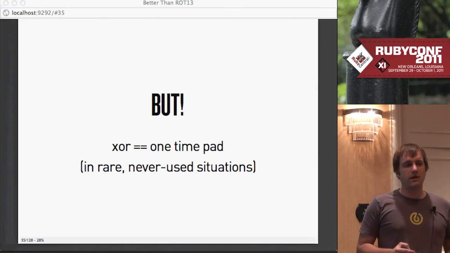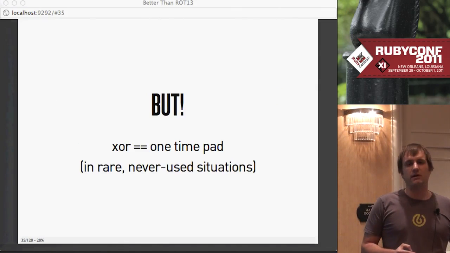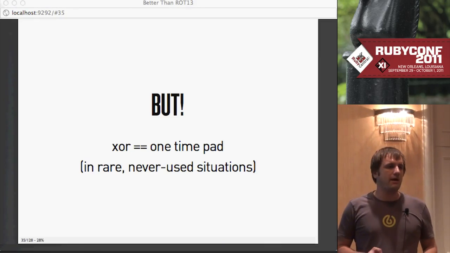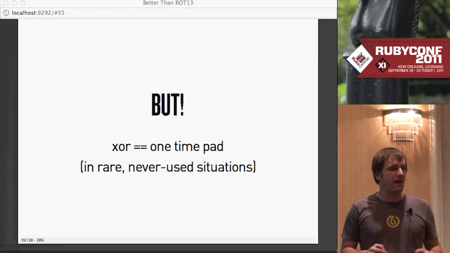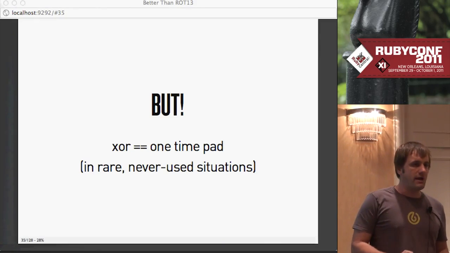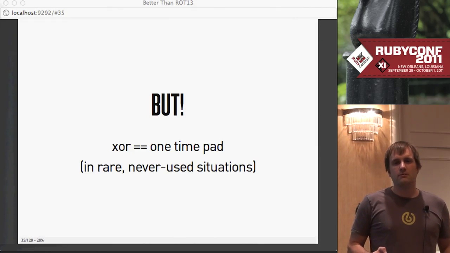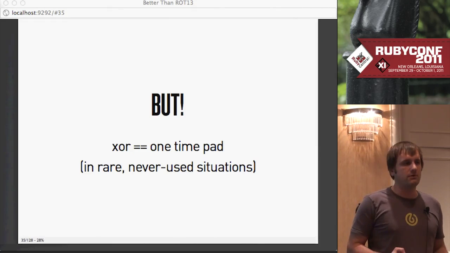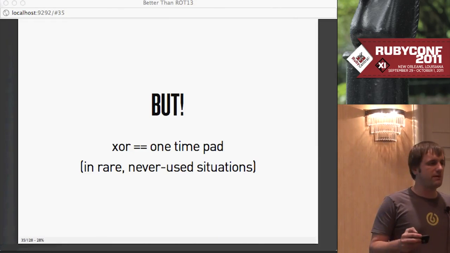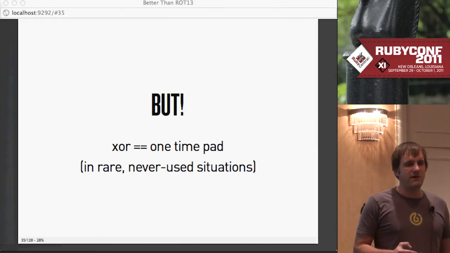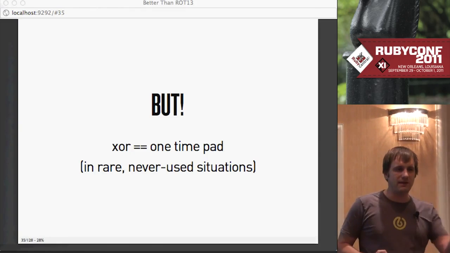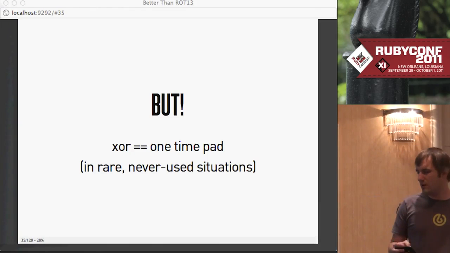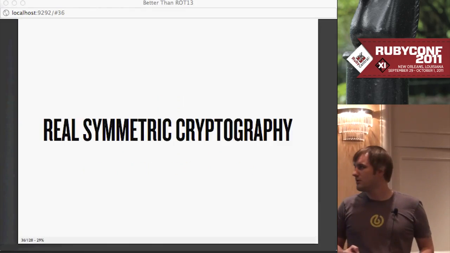But XOR can be used very effectively in the idea of a one-time pad. So one-time pad is where you have a key that is as long as the message that you're sending, and it is never repeated. Mathematically, this is unbreakable. But it's never used because if you're encrypting a 1 megabyte file, you have to have a key that's 1 megabyte long, and you can never reuse it. And somehow you have to get that key to the next person. So not exactly used very frequently.